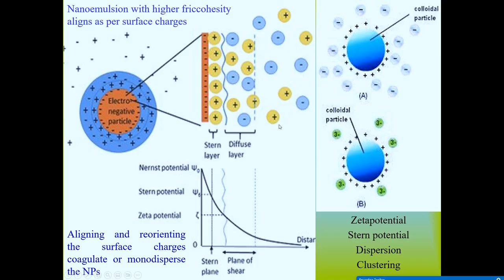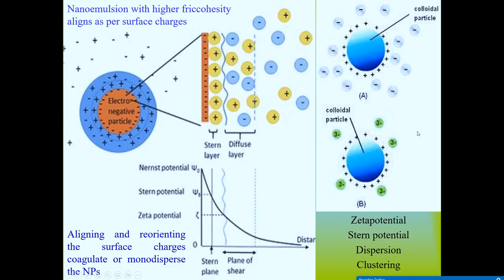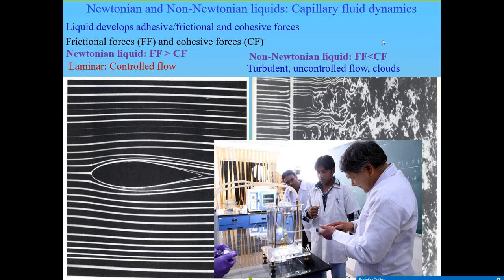We know that if it is a free nanoemulsion, then the charges could be aligned. So the zeta potential, or the alignment of the charges, could also be freely made. So product quality will be excellent if we take the help of the highest viscosity and the nanoemulsion medium.